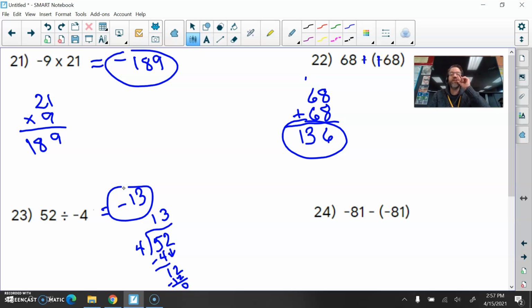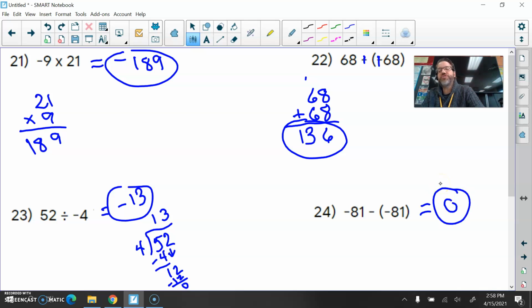Number 24, we have negative 81 minus negative 81. Hey, will the answer be 0 here? What do you think? You have a number here, negative 81. We have the same number over here, negative 81. If you subtract a number from itself, it will equal 0. This will give us an answer of 0.